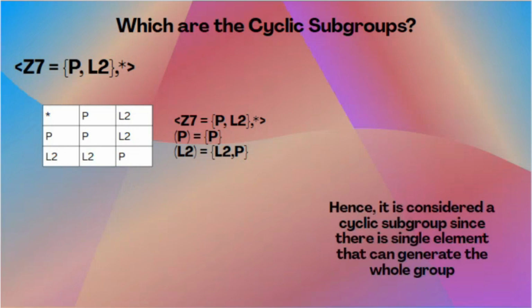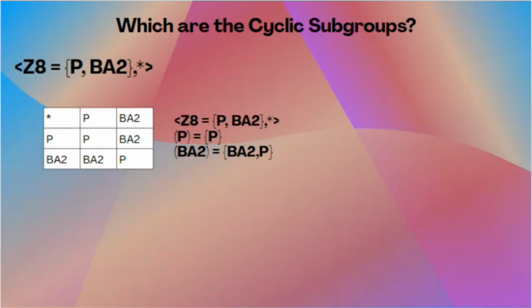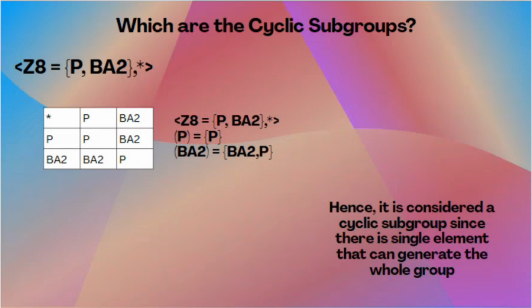So therefore, it's a cyclic subgroup because we have L2 that generates the whole group. For Z sub 8, it is equal to P and BA2 under binary operation star. So P star P is P, and BA2 star P is BA2, then BA2 star BA2 is P. So therefore, it's a cyclic subgroup.